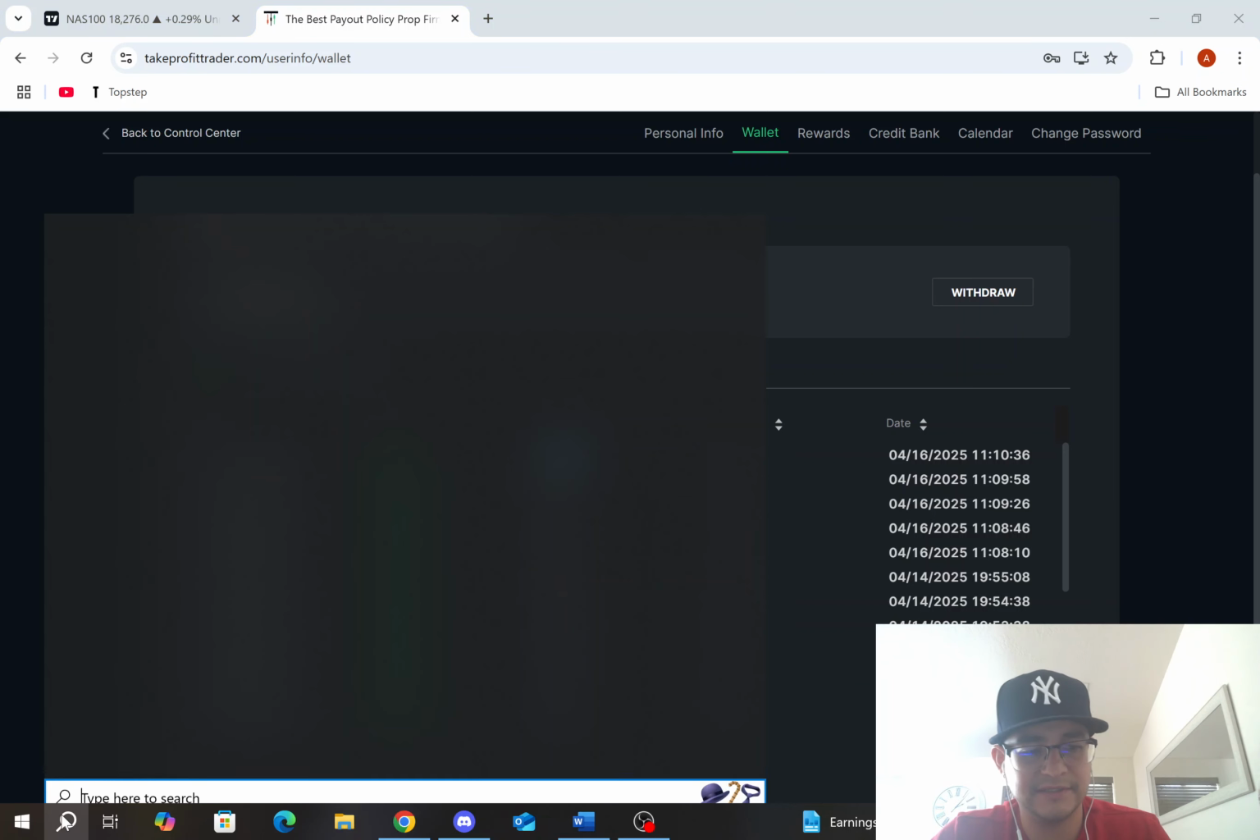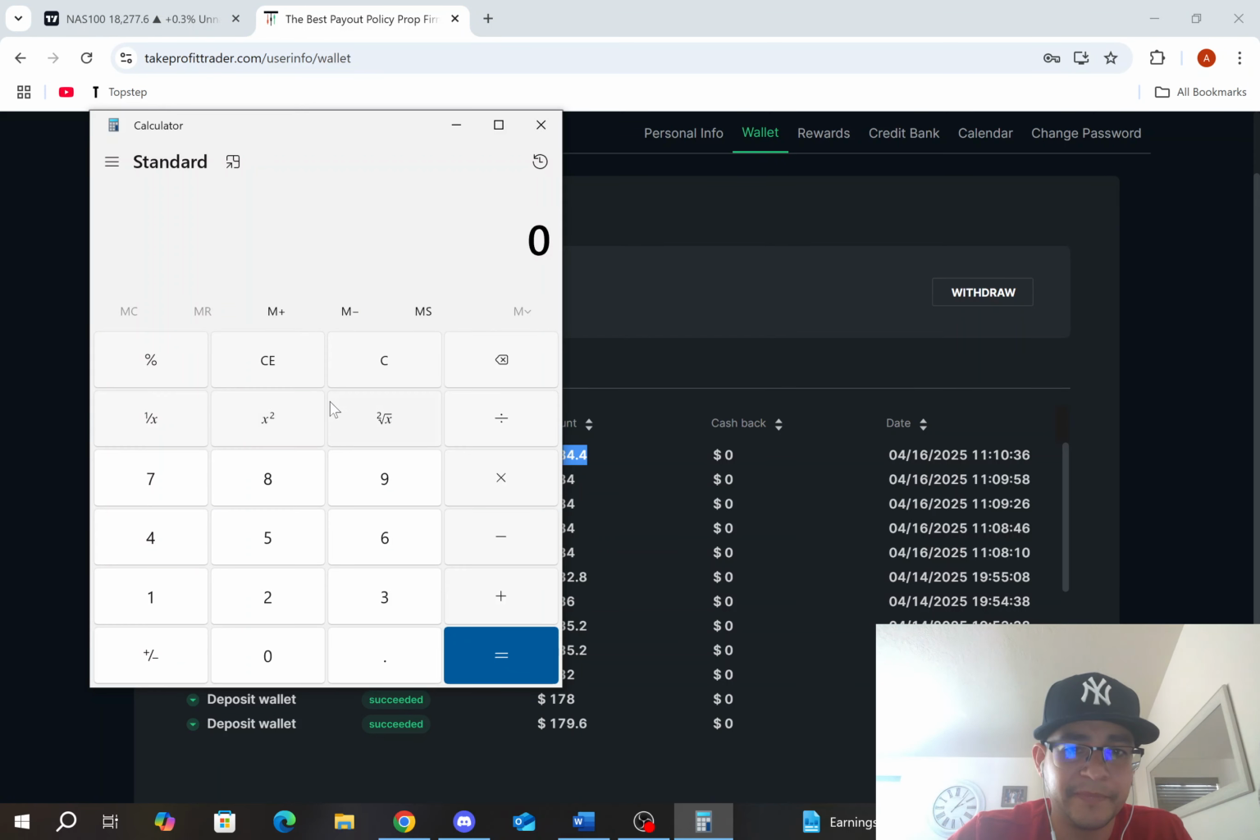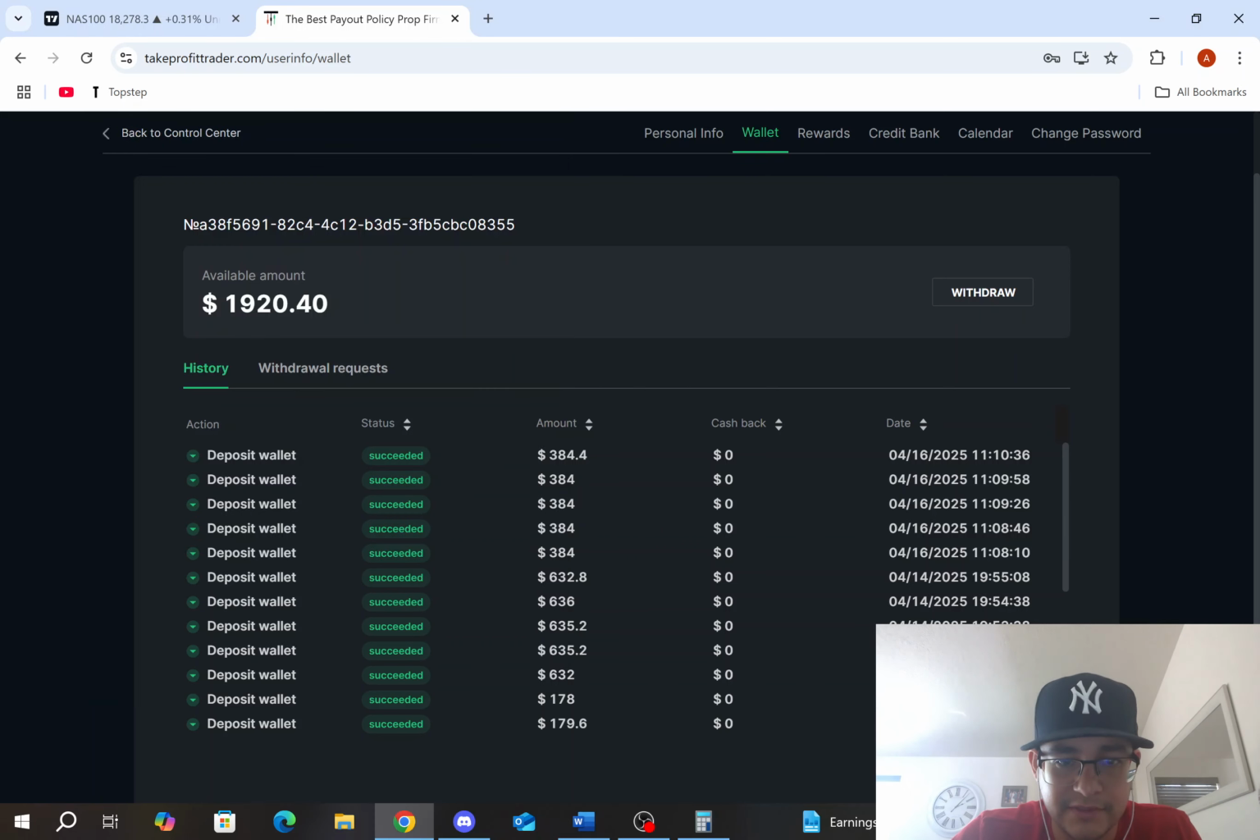And the reason that is because when you take a payout with Take Profit Trader, at least on the pro account, they do take a 20% profit split from you. And so 480 multiplied by 0.8, that gives you $384. And as you can see, 384 times 5, and that's how it came up with $1,920.40. And that's just for yesterday's morning session of trading.